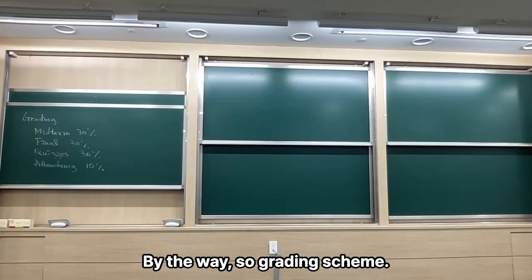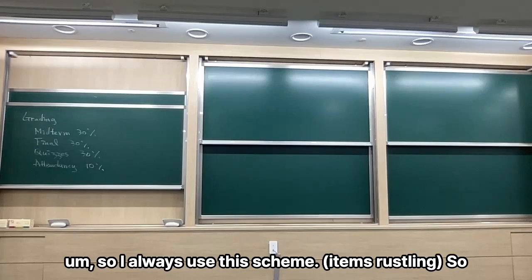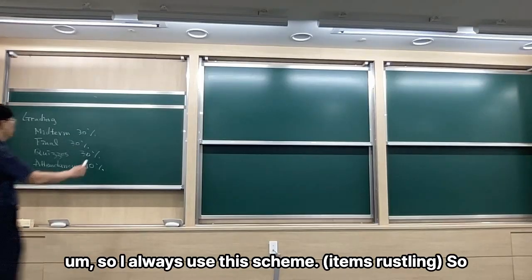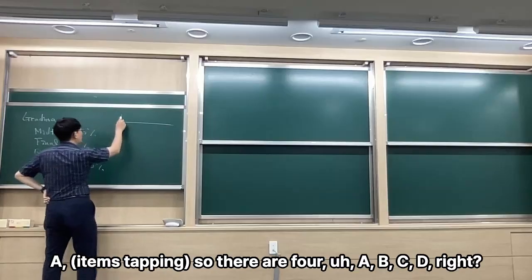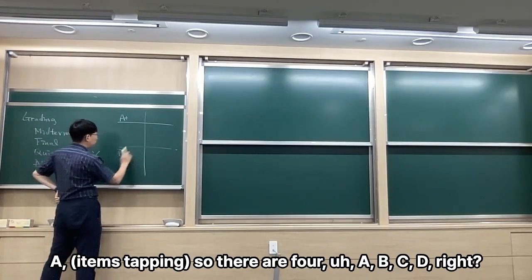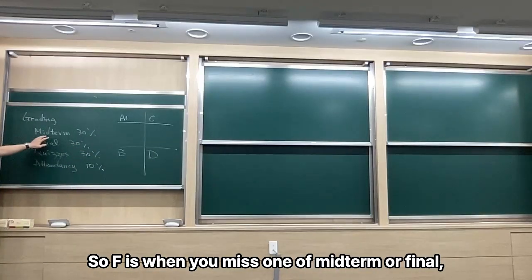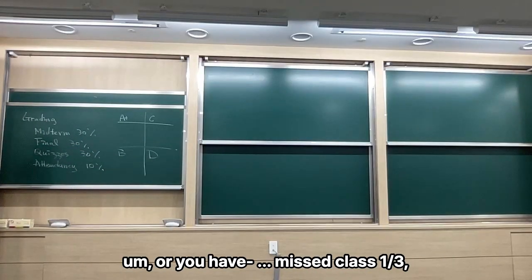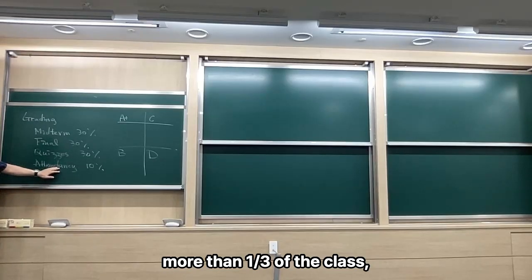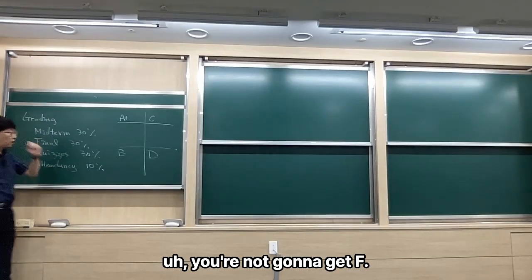By the way, so grading scheme. So this is the grading proportion. I always use this scheme. So there are four, A, B, C, D, right? F is when you miss one of midterm or final, or you have missed class more than 1/3 of the class, then you fail. So unless you take all the midterms and finals and attendance, you're not gonna get F.